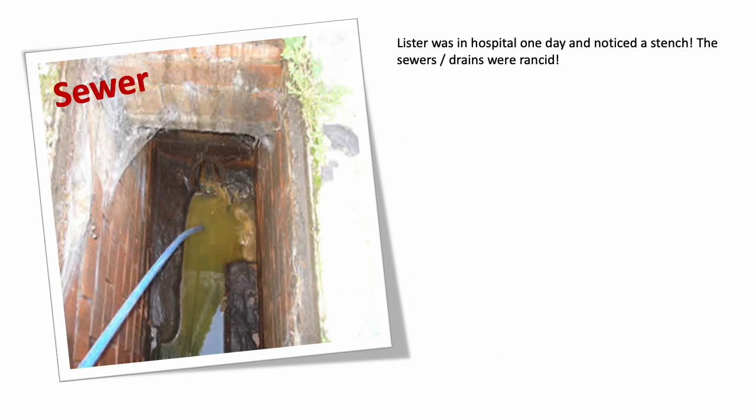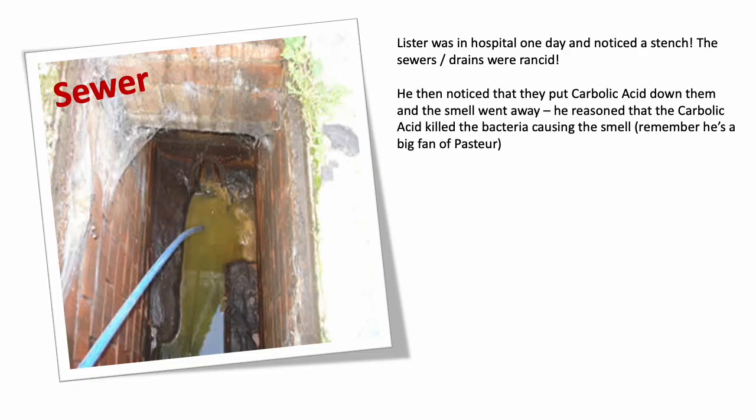So he's in hospital one day and he notices this almighty stench. Nothing different from the industrial period as a whole. The sewers, the drains, they were rancid. He then noticed that they put carbolic acid down into the drains, and the smell went away. So he reasoned, being the individual genius in this story, that somehow the carbolic acid has killed the bacteria causing that smell. Now we know, thanks to the work of Pasteur, that germs and bacteria cause rotting smells. We know that, don't we? Rotting bins, rotten food, it has a smell. Because he's so interested in Louis Pasteur's work, he just wondered if this carbolic acid kills germs.